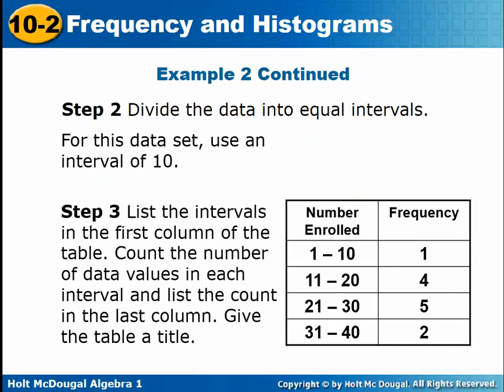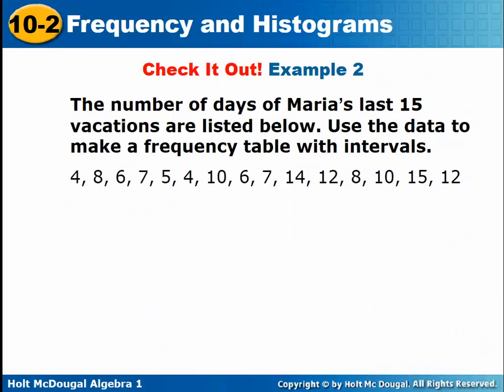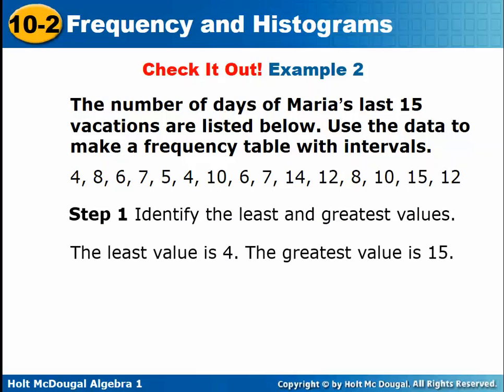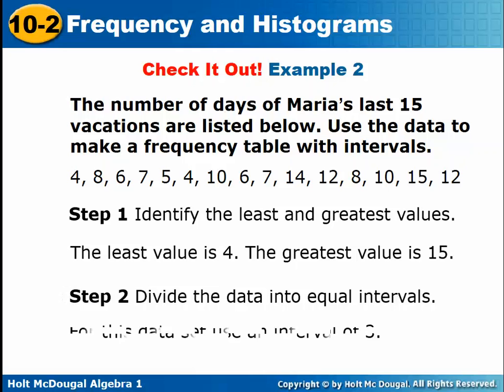Now, if you use different intervals, you'll have different frequencies for those intervals. Here's another example. It says use a frequency table with intervals. Now in this one, I wouldn't go by tens because the highest number looks like it's 15. So the least is 4, the greatest is 15. So a good interval might be, they said an interval of 3.